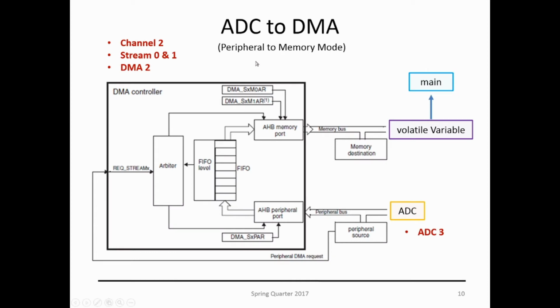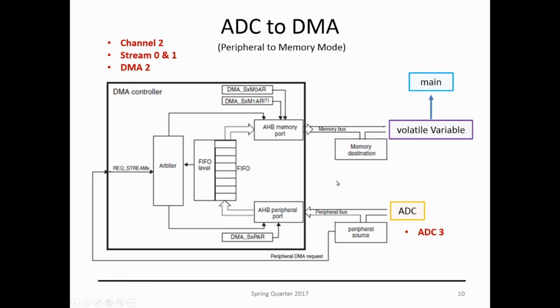Let's go over a peripheral to memory mode. The goal with this exercise is to have the ADC sampling values and then sending those values to the DMA controller. We're going to use DMA number 2 on channel 2 and stream 0 or stream 1, and then we send that information to a volatile variable that the main is going to use to get the information from the ADC. We're going to disable the FIFO, so the value goes directly to memory, one single burst.